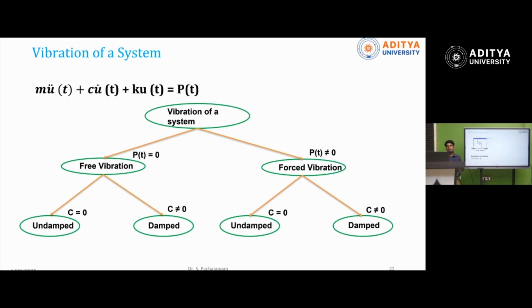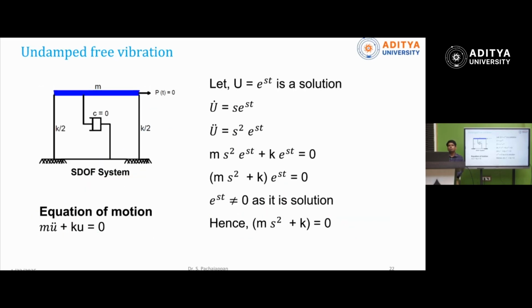So once again, taking the dynamic equilibrium equation for undamped free vibration: m u double dot is the inertia force, k u is the spring force or stiffness force, equal to 0, because I made P of t equal to 0, and c u dot also 0. Now we'll see how to derive the solution for this.